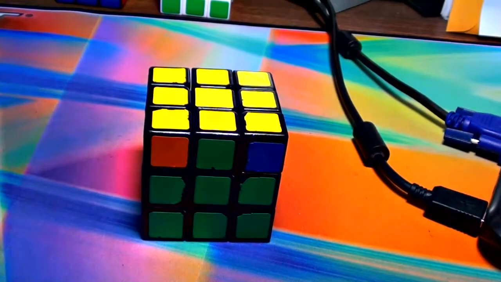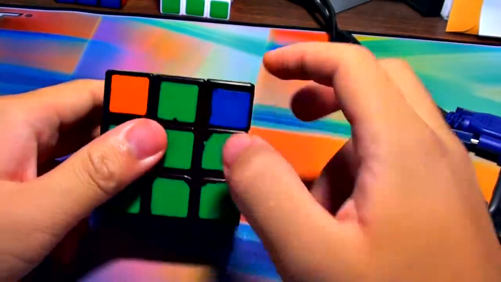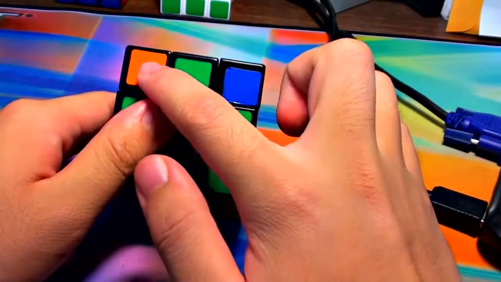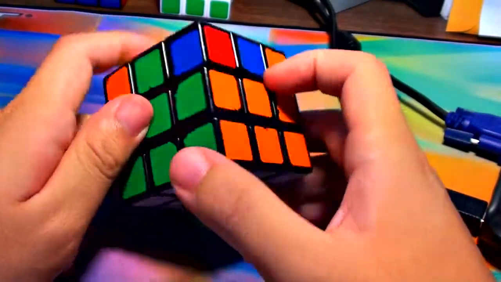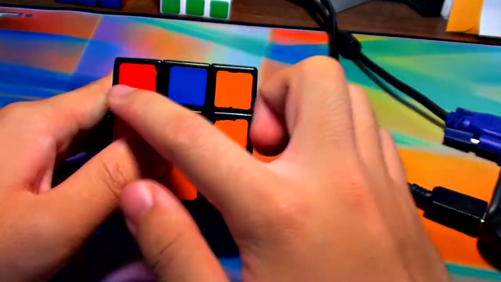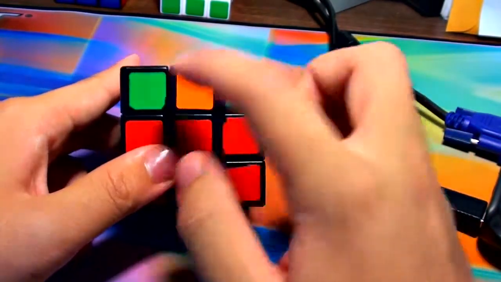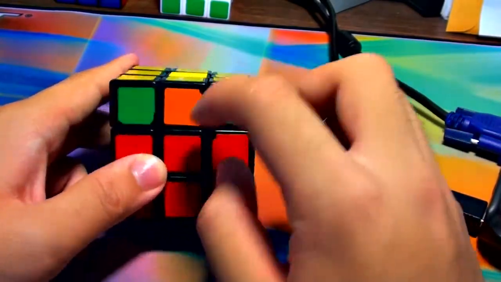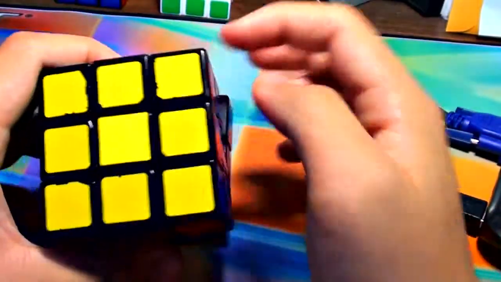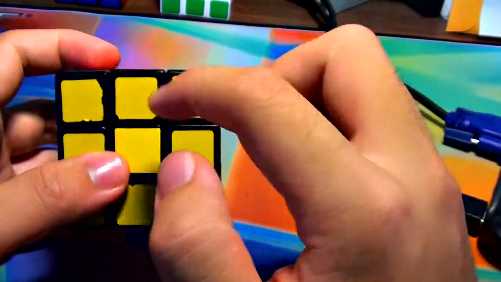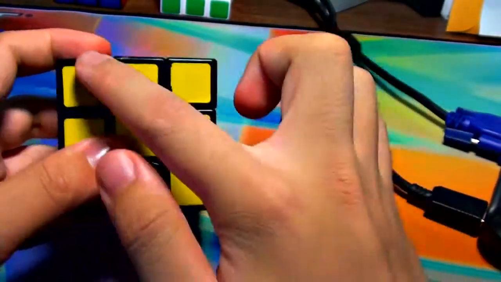Now that you know all of the 6 algorithms, what I have to do now is look at these two and find a pair that have the same color. Orange and blue are different colors, so it's not right. Red and orange are different colors, so it's not right. Blue, red are different. Green and green are the same. So what you do is put the pair in the back, and you do the first algorithm, which is the corner clockwise cycle.